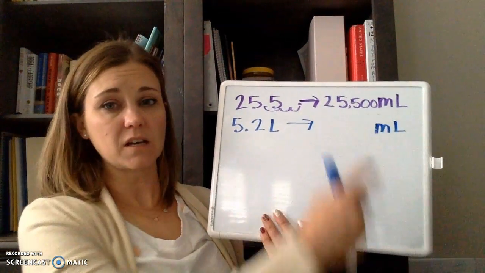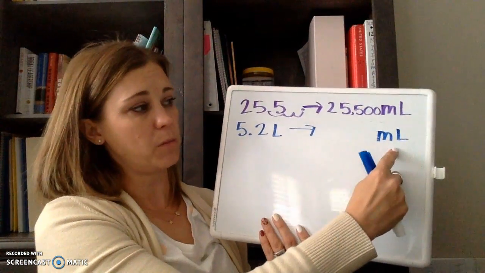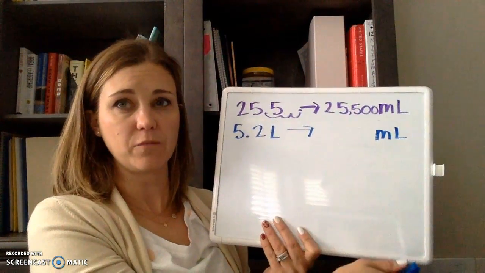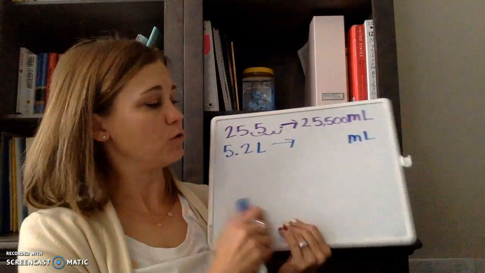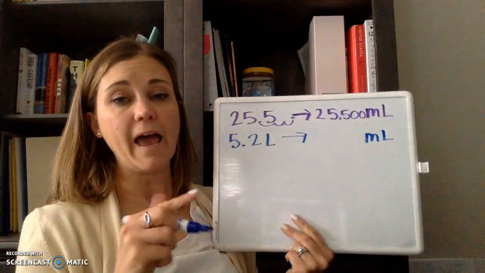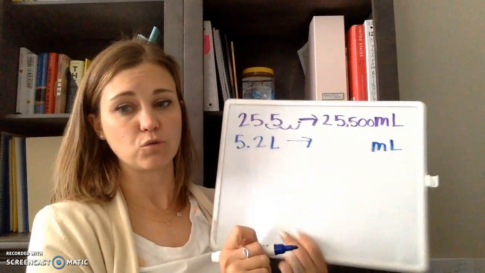Well, I'm doing the exact same thing that I did up here. I'm going from a big measurement to a small measurement. I'm moving to the right of my chart. That means I'm going to be multiplying. I'm going to be moving my decimal to the right. And because I'm staying with milliliters, I know that I need to move it those 3 times.